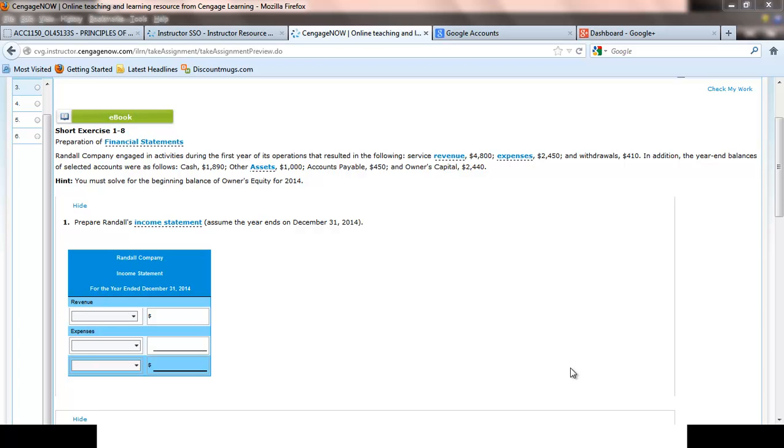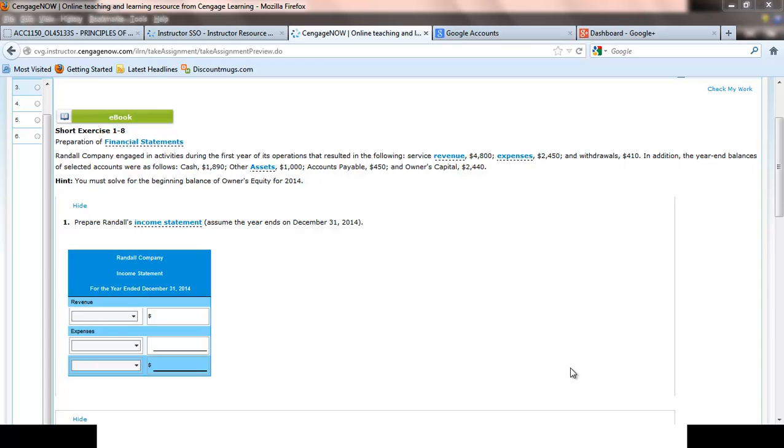Then it says additionally, the year-end balances of selected accounts are as follows. Cash has a year-end balance of $1,890. Other assets have an ending balance of $1,000, accounts payable $450, and owner's capital $2,450. And so what it wants us to do is prepare our three financial statements.